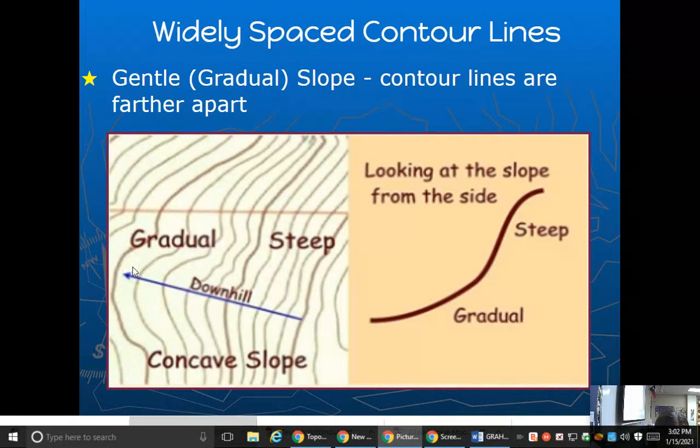Widely spaced contour lines. So you see here how there's a lot of space between the lines now. That would represent a gentle slope or a gradual slope, okay, when the lines are further apart.